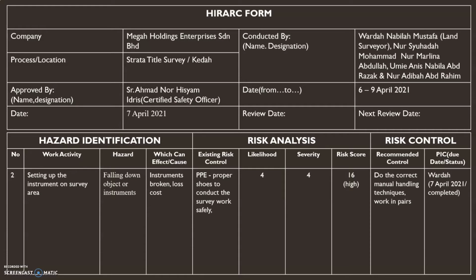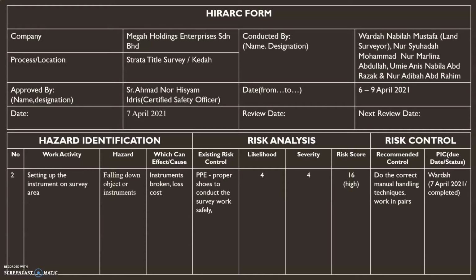Okay, now the second work activity that we will discuss is setting up the instrument on the survey area. The hazard that we found is a falling object or instrument. This is one of the hazards where the survey instrument must be set up manually, which poses a hazard to the observer. While setting up the instrument, the surveyor does not apply the correct technique, such as when we stand the tripod, we must fix all legs of the tripod before we put the total station on it. When we do not do that, it creates this hazard.